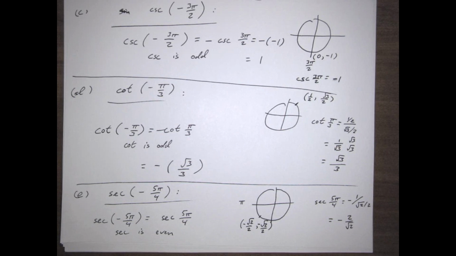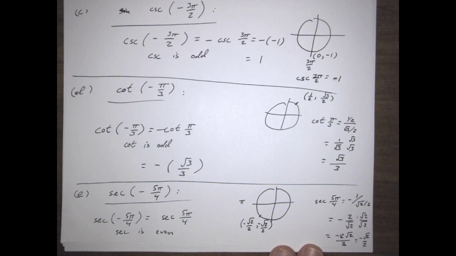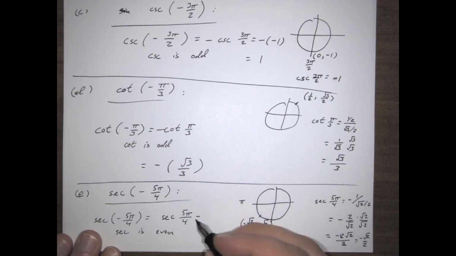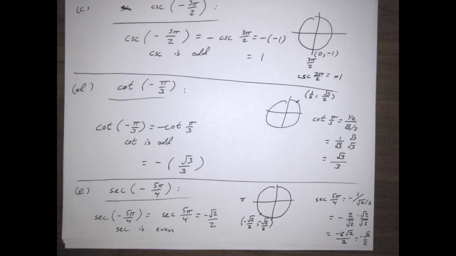So we can multiply both the top and the bottom by 2. And so now we just rationalize by multiplying by root 2, and we have negative 2 root 2 over 2, because that's going to be root 4, and those cancel, we get negative root 2 over 2. So that equals negative root 2 over 2.